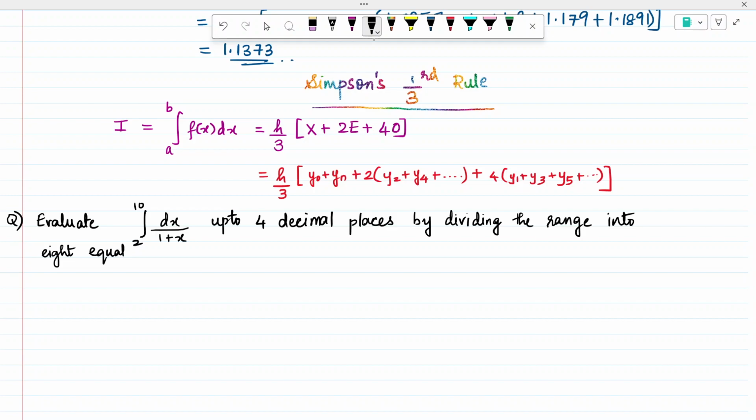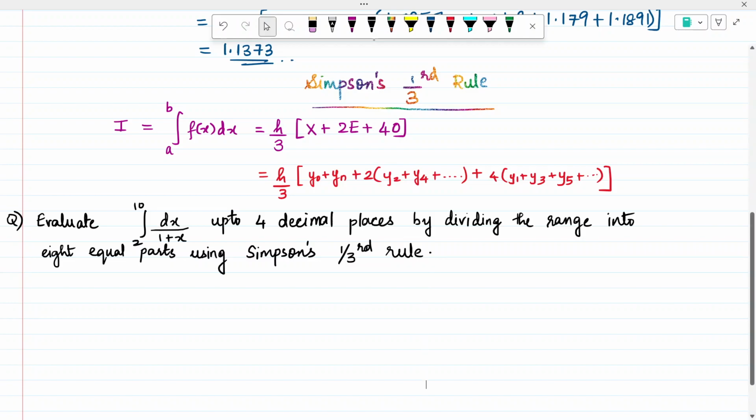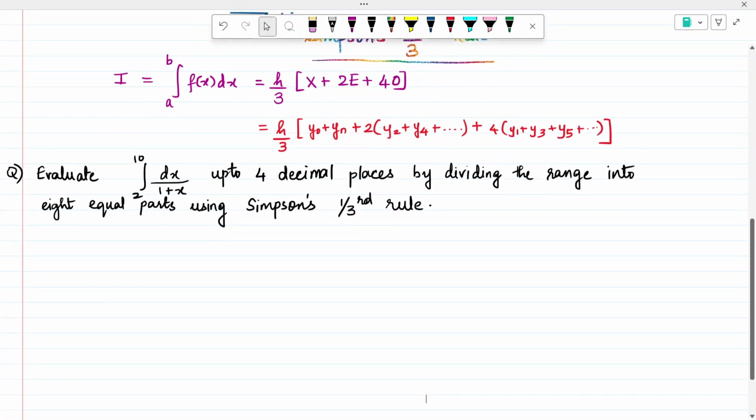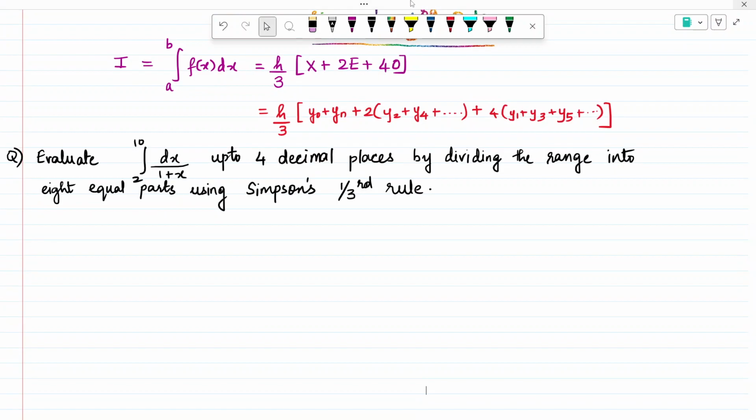Okay, the question says you have to evaluate the integral from 2 to 10, and you have to evaluate the answer up to 4 decimal places by dividing the range into 8 equal parts using Simpson's 1/3 rule. Is the question visible to all of you? Yes, ma'am. Okay. So now we will focus on the question.